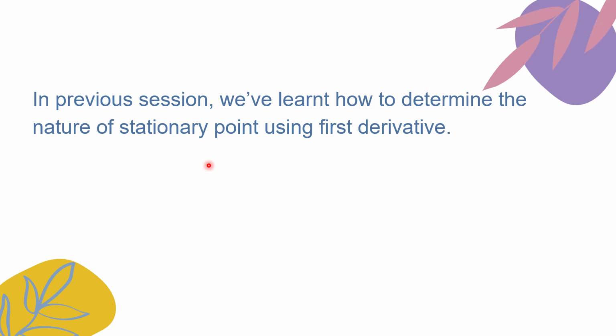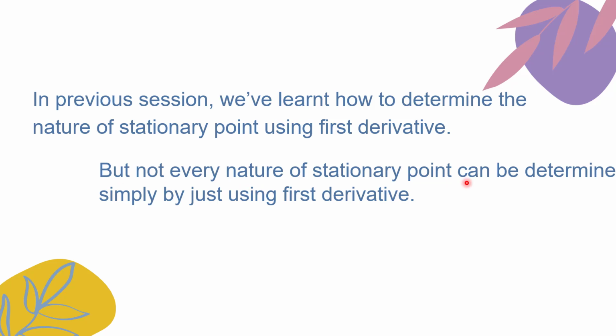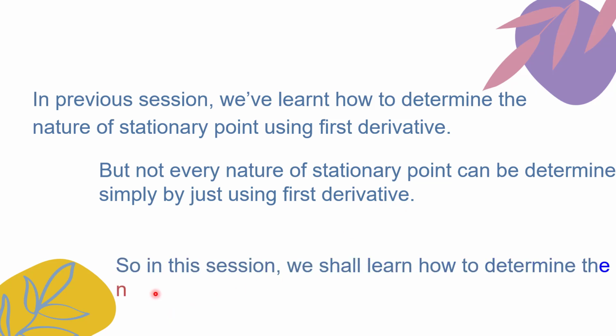Let's start with recalling what we had in the previous session. You've learned how to determine the nature of a stationary point using the first derivative, but not every nature can be determined simply by using the first derivative. So, let us learn how to determine the nature using the second derivative, so we have an option and we can confirm the nature of the stationary point.